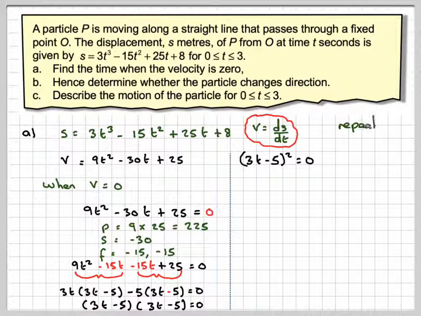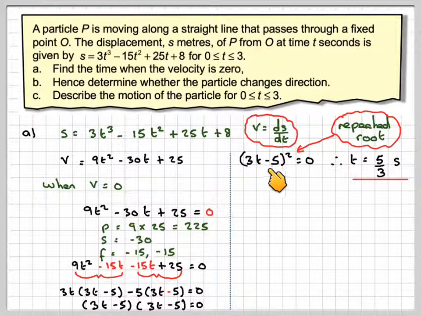Now this is what's known as a repeated root, so there's only going to be one value of t where the velocity is equal to 0, which will be when 3t minus 5 is equal to 0, which gives you t is 5 over 3 seconds. It says hence determine whether the particle changes direction.